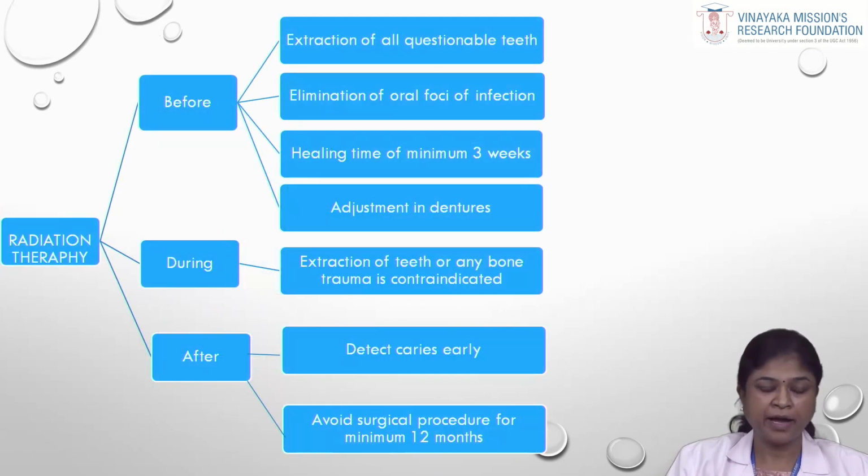So there are certain things that we have to follow before the patient is subjected to radiotherapy, during the therapy and after the therapy. Before the therapy, the patient has to undergo extraction of all questionable teeth, elimination of the oral foci of infection. A healing time of minimum of 3 weeks is required before we start any procedures. Adjustments of dentures, if required, have to be done before radiotherapy. During radiotherapy, extraction of teeth or any bone trauma is contraindicated. And we should be able to detect early caries after the treatment and not go in for any surgical procedures for a minimum of 12 months.